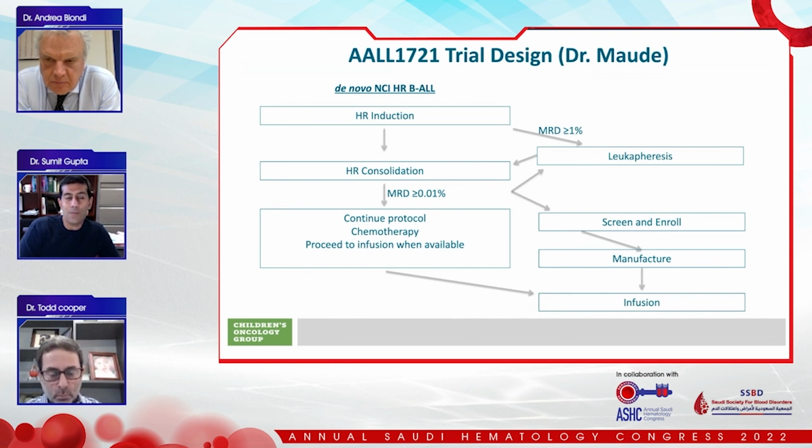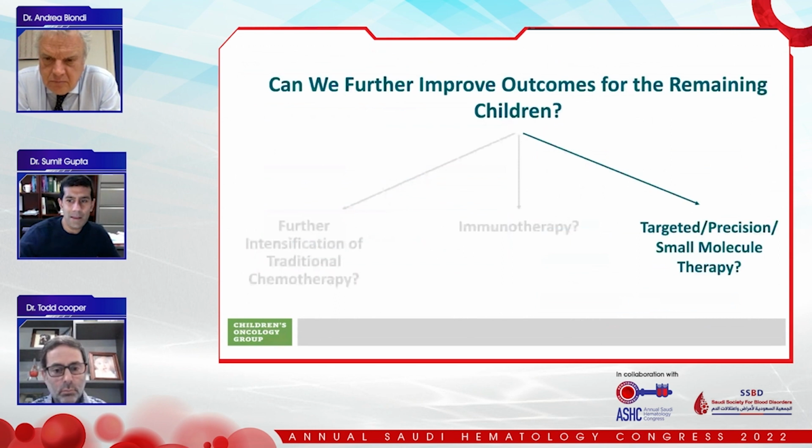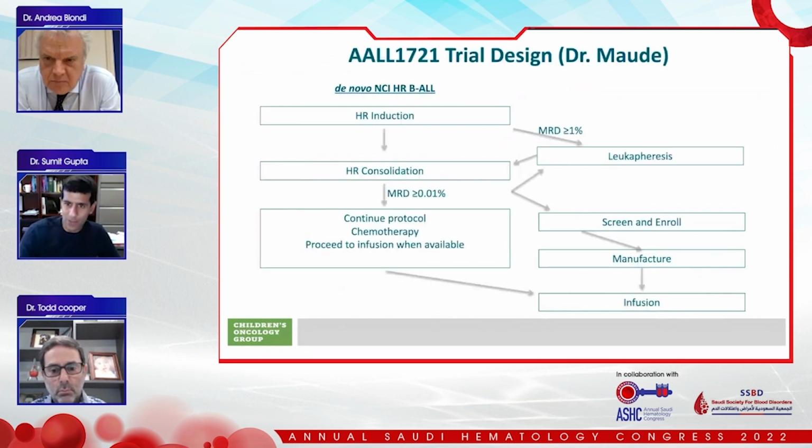And then if they remain positive in terms of flow MRD at the end of consolidation, then they actually are leukapheresed, manufactured CAR T cells, and then given CAR T cells. If you have a really high end of induction MRD, greater than 1%, we know you're probably going to be positive at the end of consolidation as well. So those patients we collect earlier. And that study is about halfway through its accrual, so it's accruing nicely, and hopefully we'll have answers in the not so distant future.